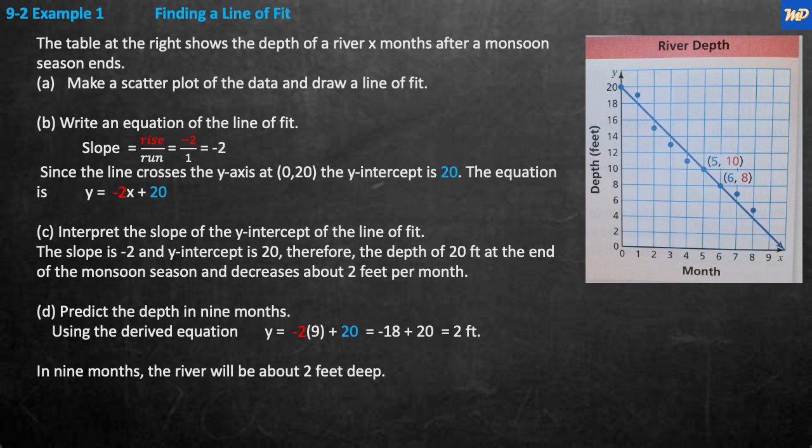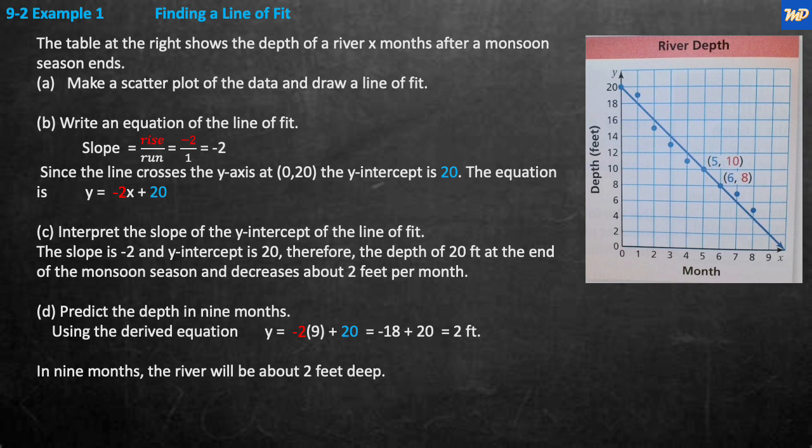So let's see what it says. The table at the right shows the depth of the river X months after a monsoon season ends. Part A: make a scatter plot of the data and draw a line of fit. Well, the plot is here. You see the data points here. Every month they took a reading of how deep the river was. So 1 month after, it looks like about near 19 feet. 2 months later, it was somewhere near about 15 feet.